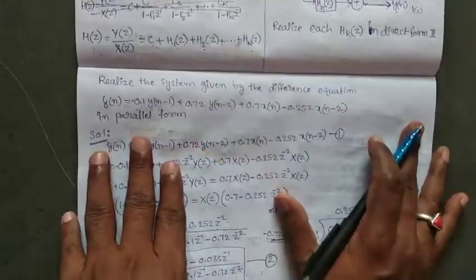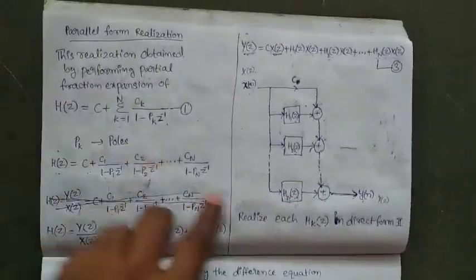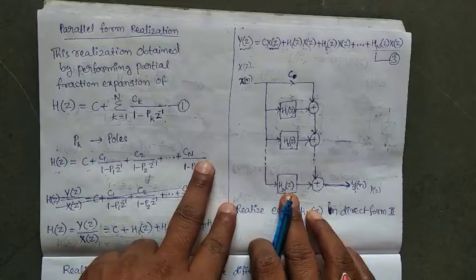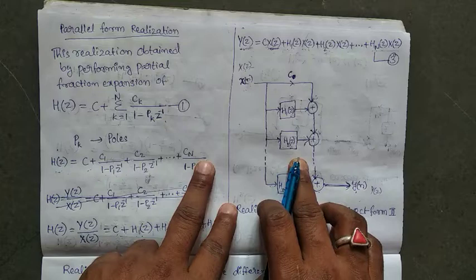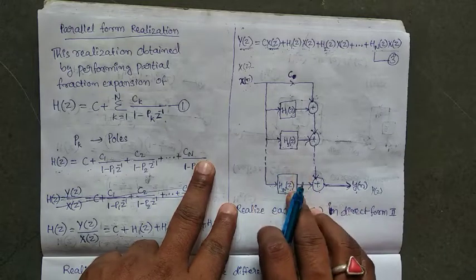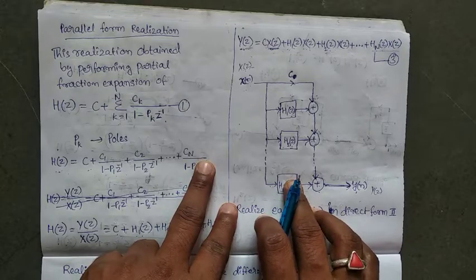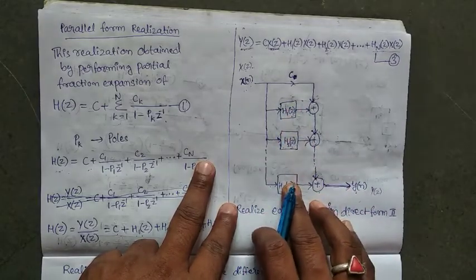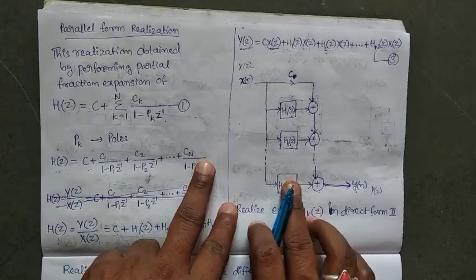Now we observe one problem based on this realization. We are realizing H1(z), H2(z), and so on up to HN(z). How can we realize them? Each H(z) can be realized by using the direct form 2 realization. H1, H2, H3 and so on are realized by direct form 2 realization.